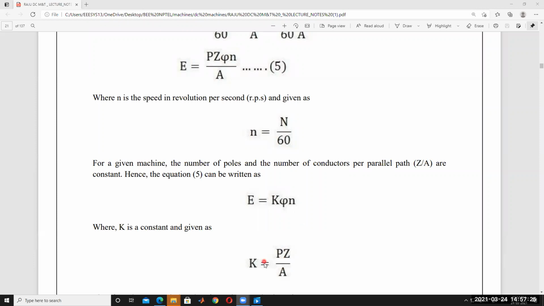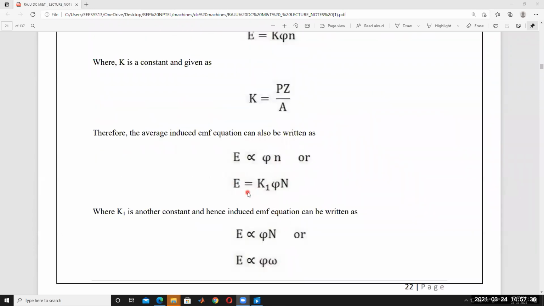At the running stage, these are constant. Poles are constant, the number of conductors is constant, and parallel paths are constant. They are not changing. Only flux and speed are changing. That's why E is equal to K into phi into N. That's why the EMF induced is proportional to the flux and the speed.